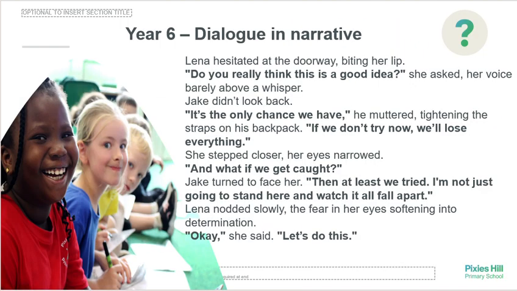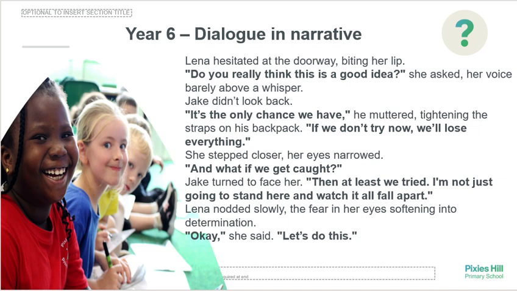Year 6. Dialogue in narrative. Children are required to use speech to develop characters and move the story forward, punctuate complex dialogue correctly, and blend speech with narrative and with paragraph structure. Year 6 does come across as being quite complex, so I will break this down for you while referring to each section of the example.